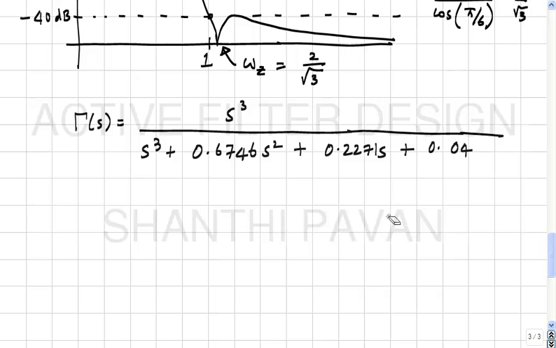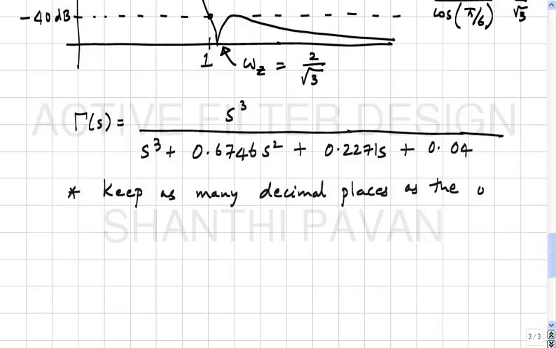A rule of thumb is to keep as many decimal places as the order. For hand calculation, and when you are doing all this in a computer, of course it does not matter, because today there is no problem with precision numbers at all. Is this clear? Yes, sir.